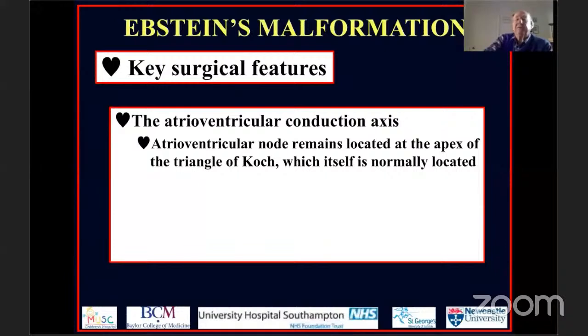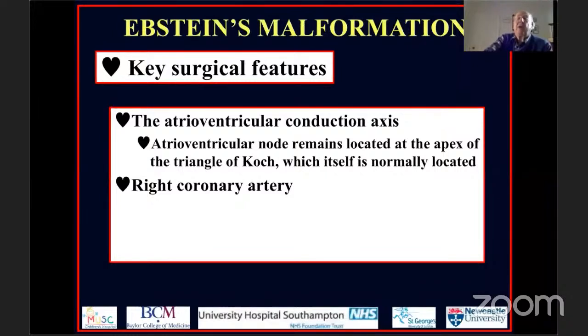Those who are operating on these hearts must then remember the atrioventricular conduction axis, and the landmarks remain the same, although they may be harder to recognize. So the atrioventricular node is towards the apex of the triangle of Koch, and the inferior pyramidal space retains its normal position.